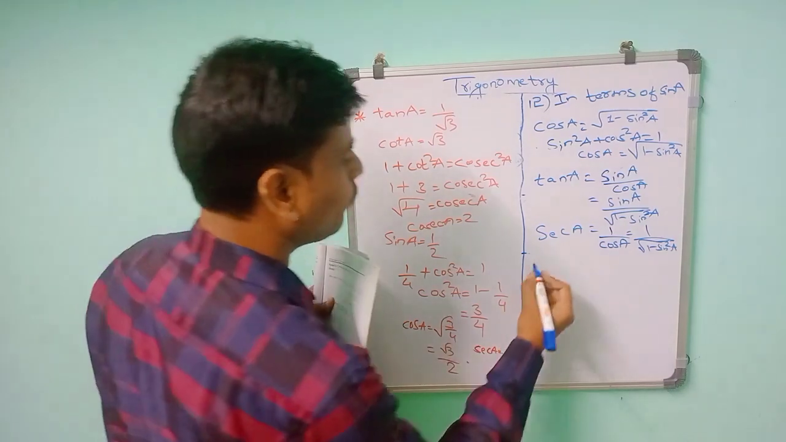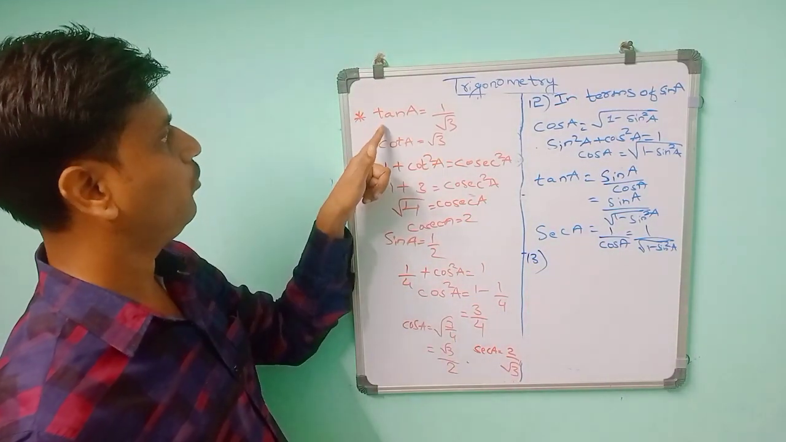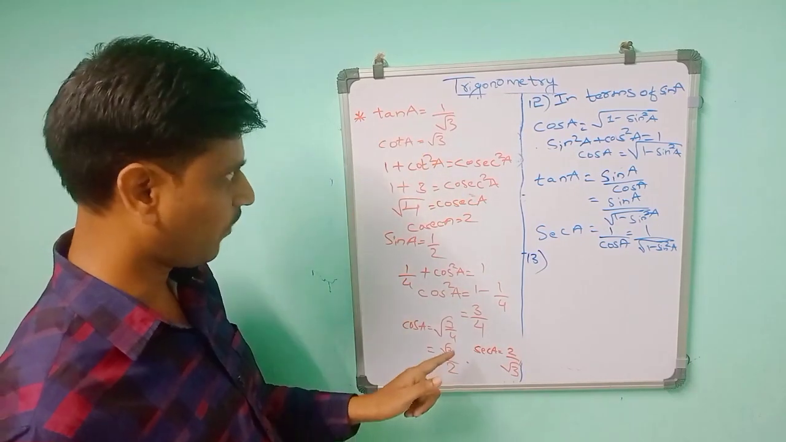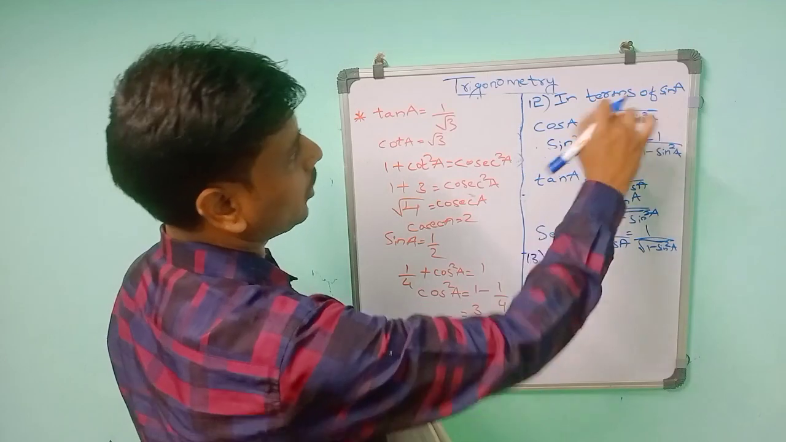So like that 13th one. This problem is based on this idea: if you know one trigonometric ratio, you can write the other five by the help of identities. This is also with the help of identities only, but they are given all in terms of sin A.